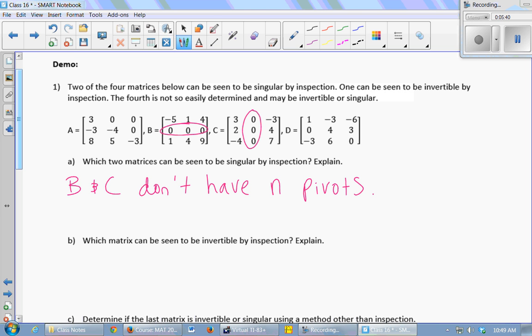If one of those statements from the invertible matrix theorem is false, then all of them are false. So these don't have n pivots, which means they are not invertible. Okay, so which matrix can be seen to be invertible just by looking at it? A. How come? No, you're right.